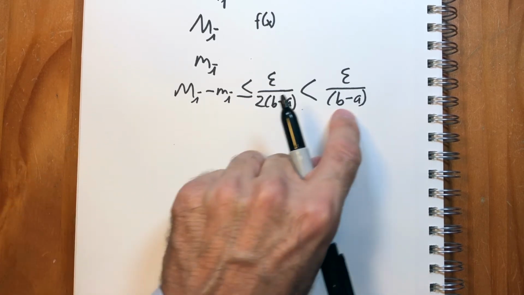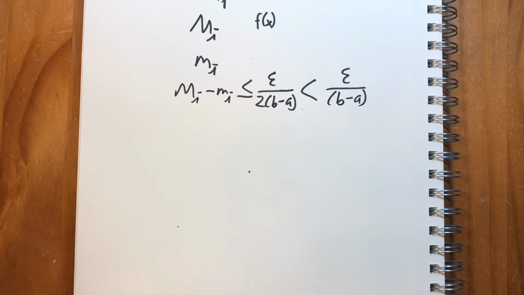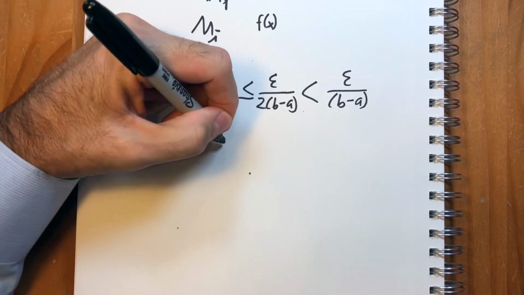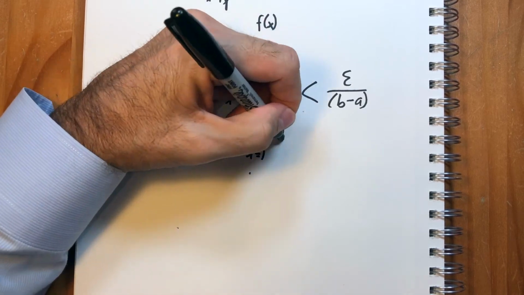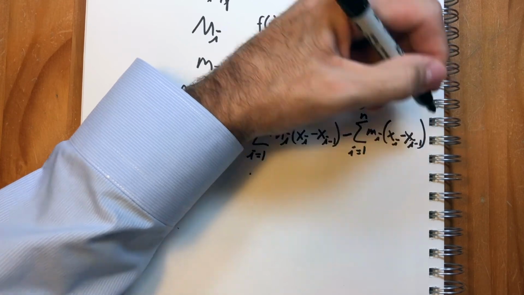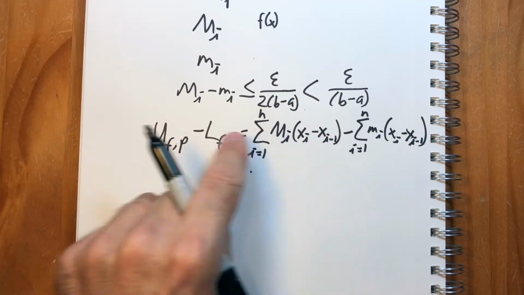So since this statement is true for every i, then the upper sum minus the lower sum equals... so this just is the definition.